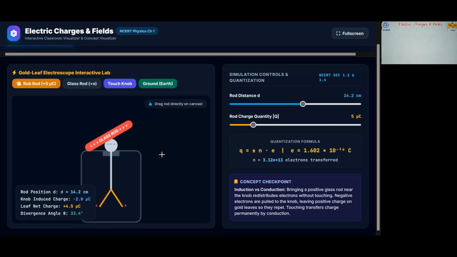Clear? Okay. Now, if I click the ground, earth, you can see that electrons flow from the earth into the leaves to neutralize the excess positive charge, causing the gold leaves to collapse back to 15.0. Okay.